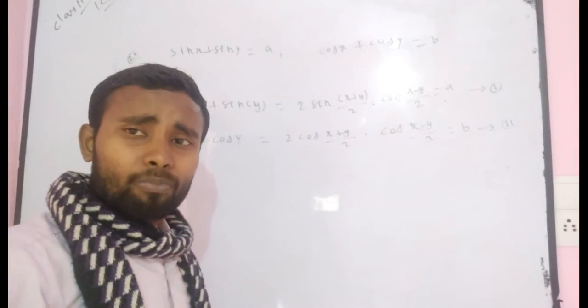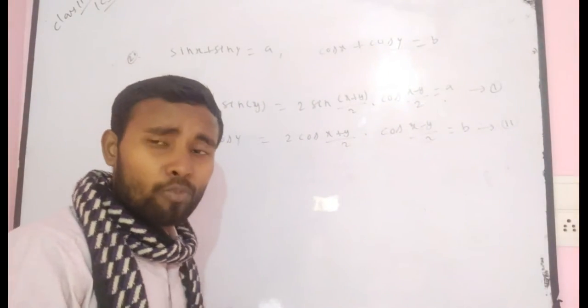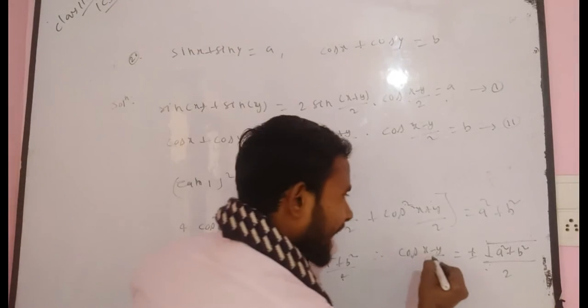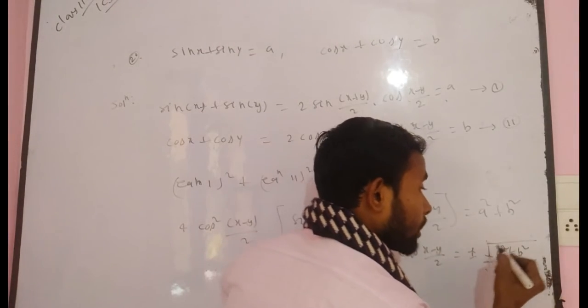Now you have to find tan (x−y). How can you? You get cos (x−y)/2 is equal to plus minus root under (a square plus b square) by 2.